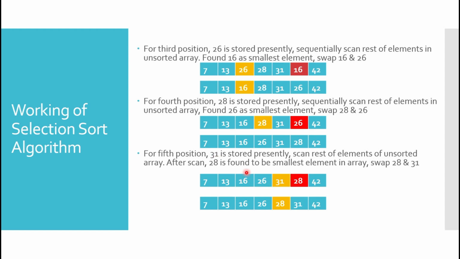Now I'm going to take the element from the fifth position. That is 31, and I'm comparing it with the other elements. I found that 28 is the smallest element, so again I'm going to swap these elements. Now my fifth element is 28, and then 31, 42. Like this, you compare your position element with the other unsorted array elements, and this continues till we reach the end of the array.